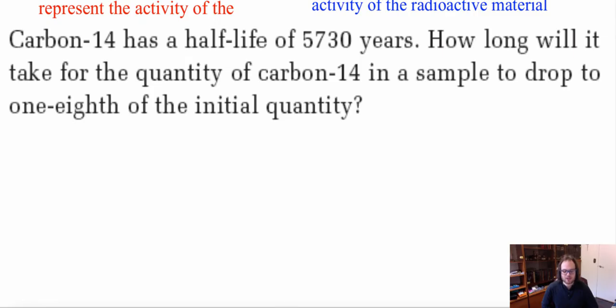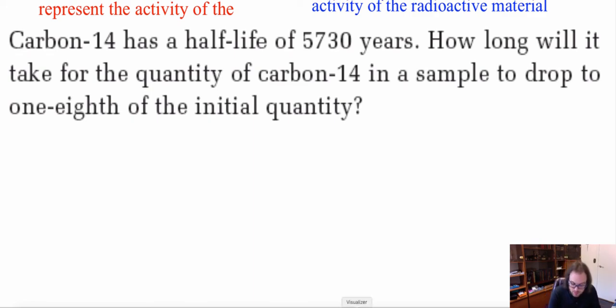So here in my first example, we have carbon-14 with a half-life of 5,730 years. We want to know how long it will take for the quantity of carbon-14 to drop to 1/8 of the initial quantity. So what is given is that my new amount of nuclei is going to be equal to 1/8 of the original amount of nuclei. We also know the half-life is 5,730 years.